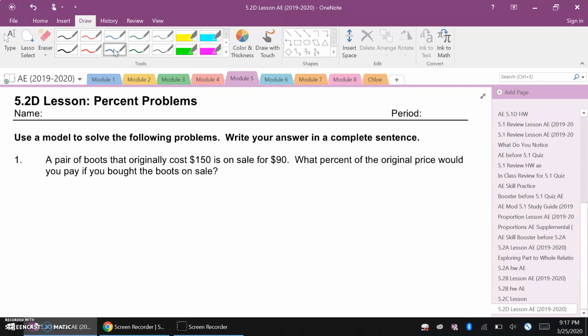So let's get started. A pair of boots originally cost $150 and is on sale for $90. What percent of the original price would you pay if you bought the boots on sale? So what we are looking for is the percent of the original price, or percent if we bought on sale.